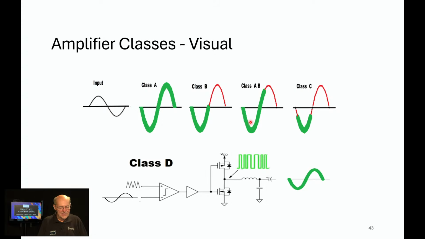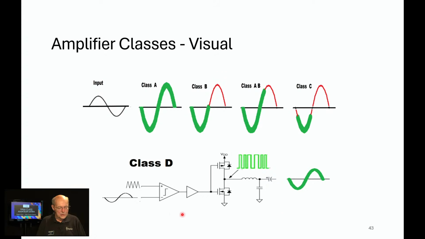Class AB is kind of a combination of the two, this one and this one. We're going more than 180, but less than 360. And again, you're probably wondering, why in the world would you ever want to do that? Okay, we're going to answer that in a bit. And then Class C, a Class C amplifier is just conducting on a portion of the input waveform. So you might be wondering, which of these would be most efficient? Well, Class C of the ones that we've looked at would be the most efficient because it's conducting the least amount of time, consuming the least amount of power.